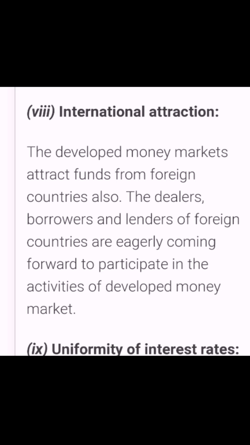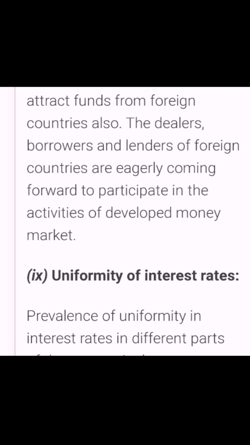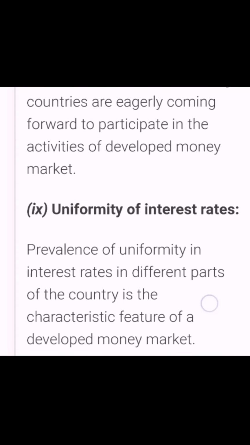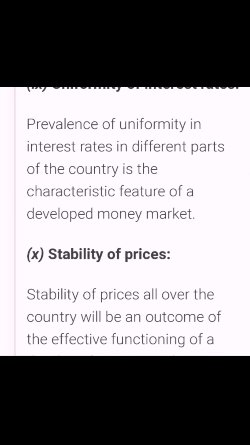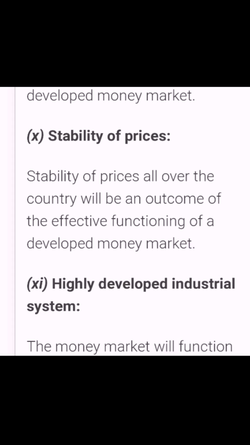So let's proceed to number 8, international attraction. The developed money markets attract funds from foreign countries also. The dealers, borrowers, and lenders of foreign countries eagerly come forward to participate in the activities of the developed money market. Number 9, uniformity of interest rates. Prevalence of uniformity in interest rates in different parts of the country is a characteristic feature of a developed money market.